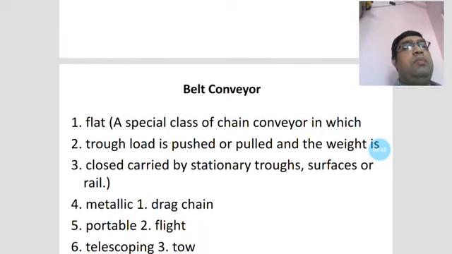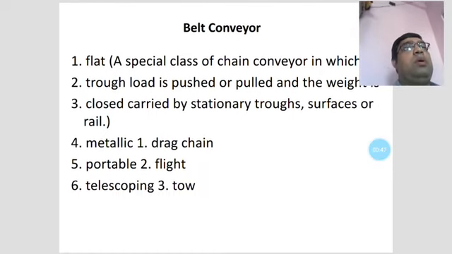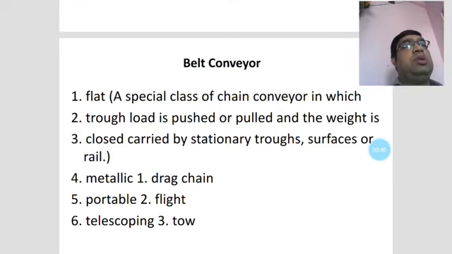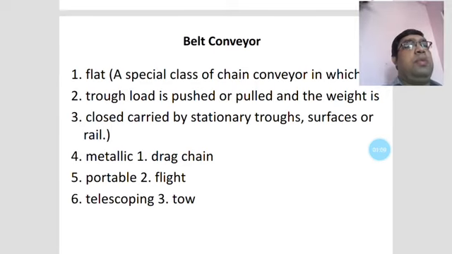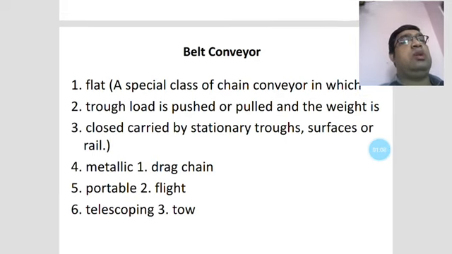What is the belt conveyor? In the belt conveyor, the belt is used as a conveyor system. The material is handled through the belt conveyor from one place to another place. This will be handled automatically. There is no manual labor or manpower required to transfer materials on the belt conveyor.